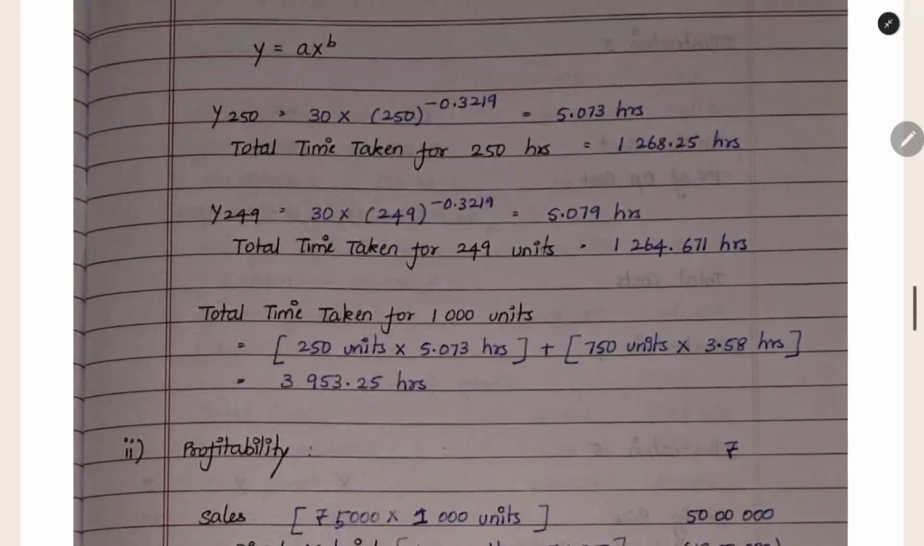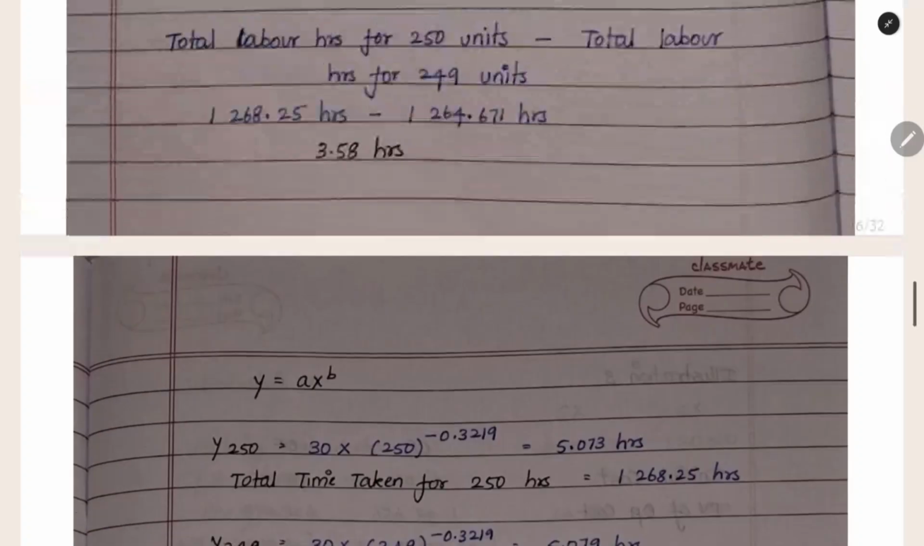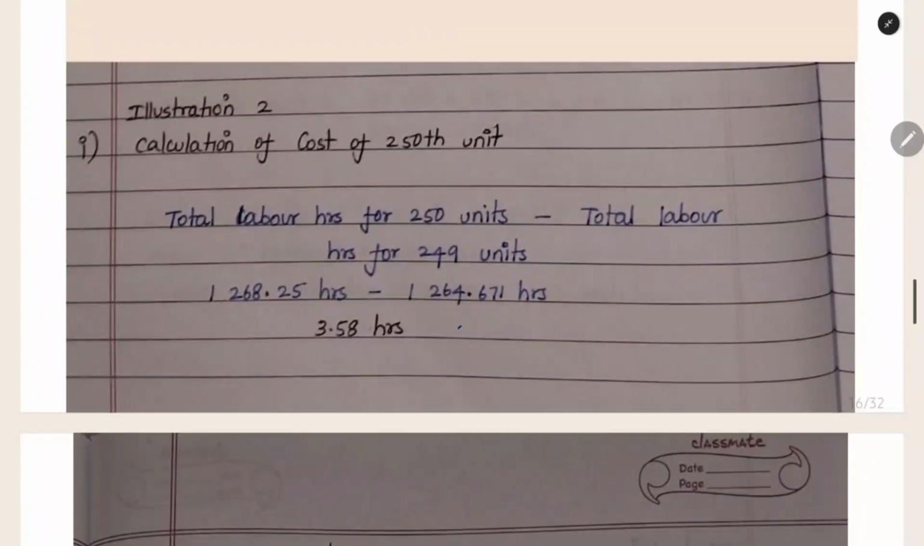Now, for Y249, the same 30 is the time taken to produce the first unit, 249 is the number of units, and B is the index. We will get the average time taken per unit up to 249 units. Multiply it by 249 to get the total time taken for 249 units. Now we have to subtract these two. The total time taken for 250 units reduced by the total time taken for 249 units gives the time taken for the 250th unit. This is the answer: 3.58 hours, the time taken for the 250th unit.